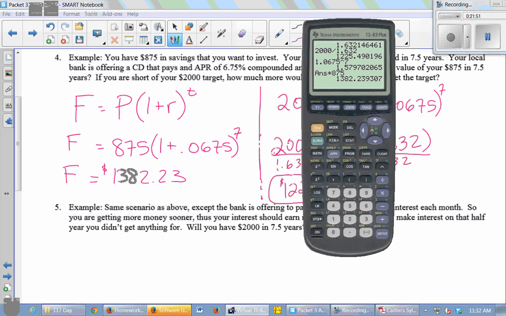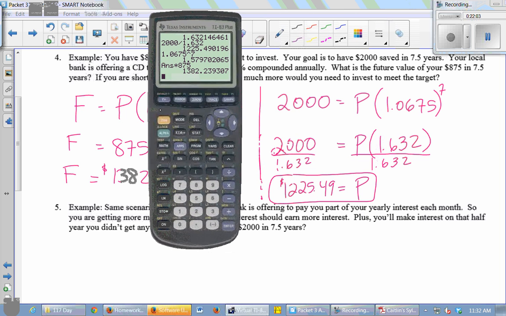Why are we doing that? Because if you make annual interest, that means yearly. So you're compounded annually. That means at the end of the year, they're going to give you interest on whatever amount of money is in your account. So they don't pay you interest until December 31st.